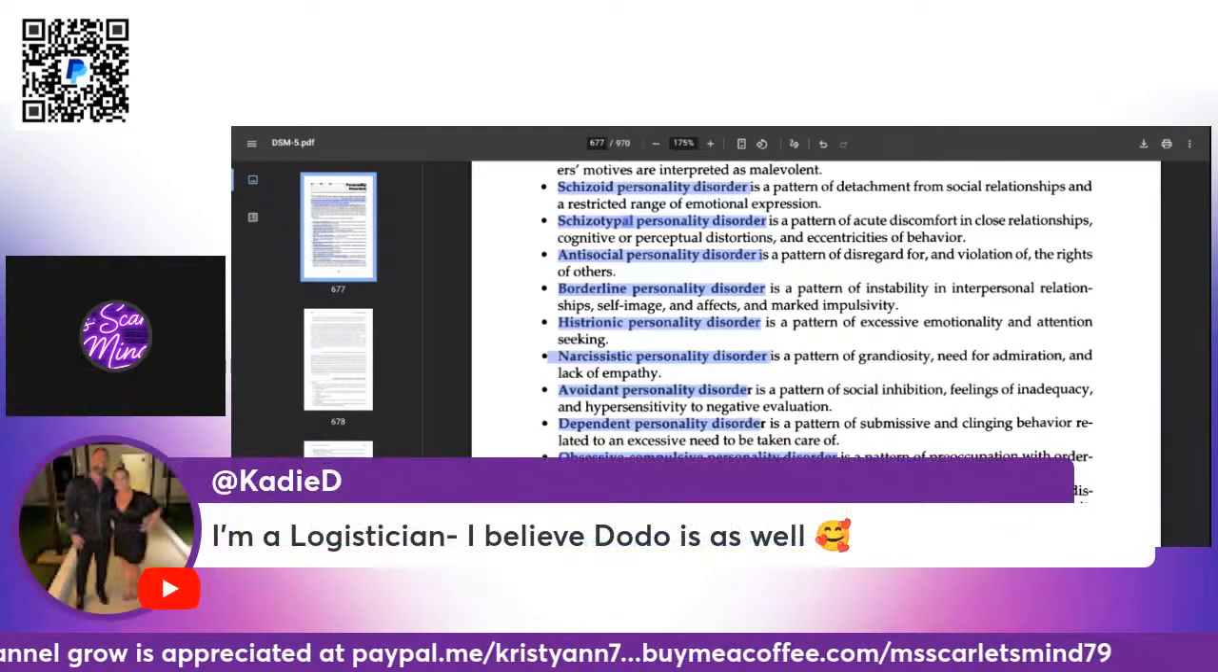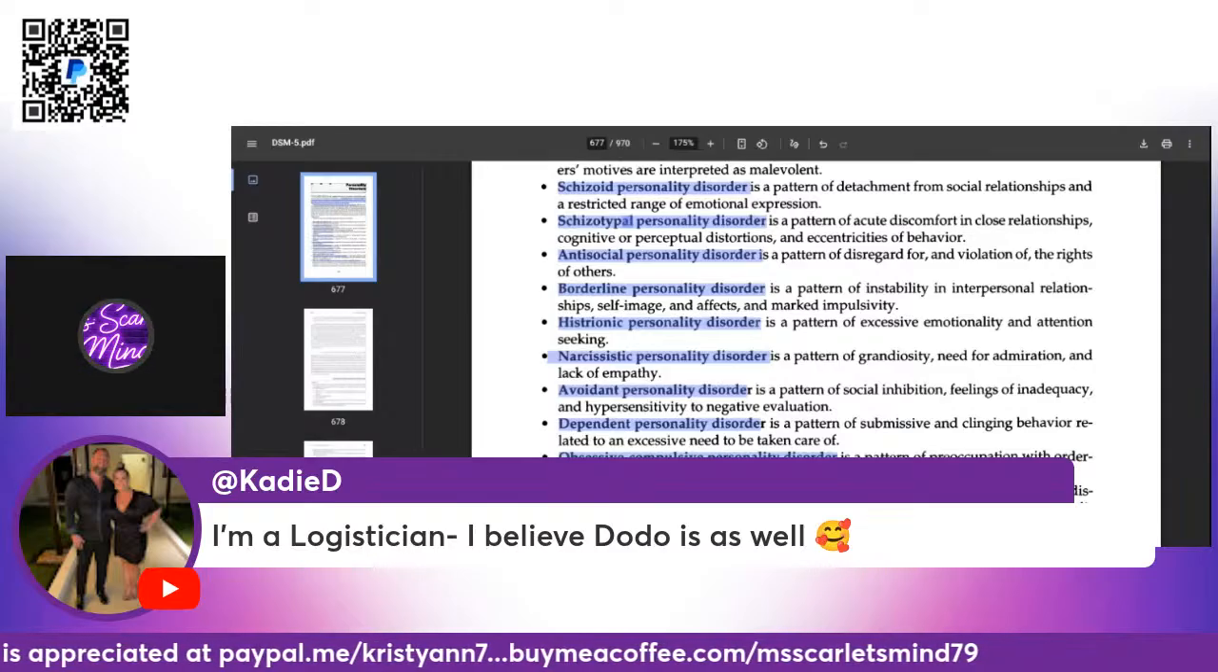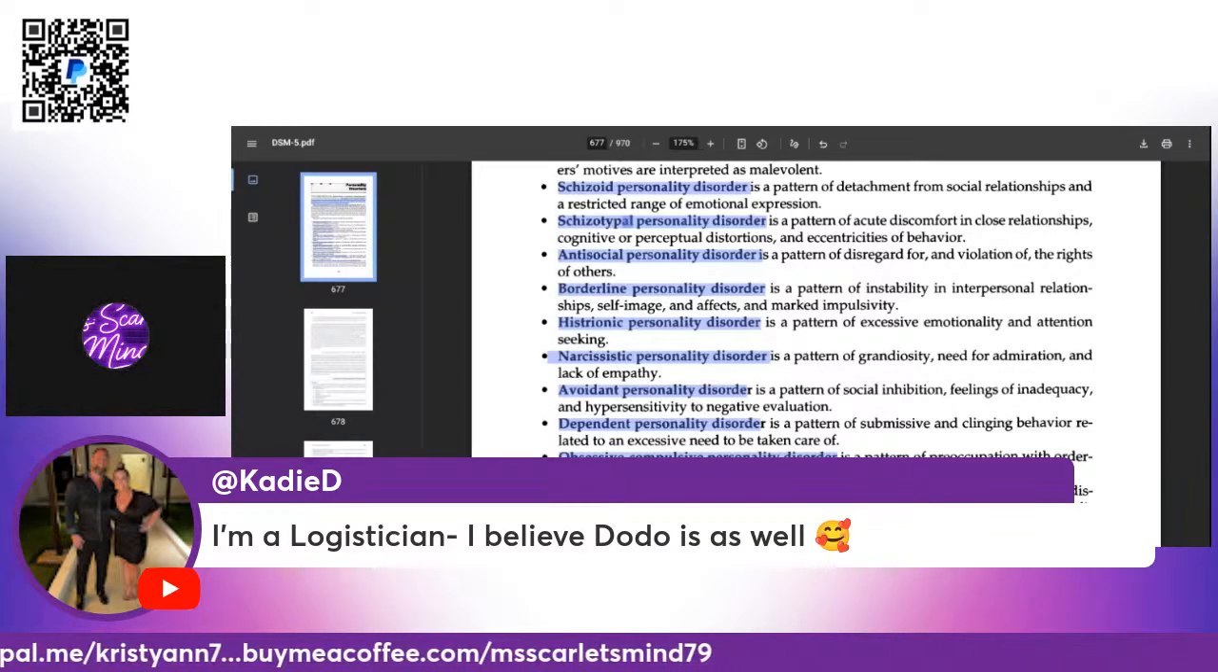So KDD says she's a logistician. Is that how you say that word? Why can't I say that word all of a sudden? I think Dodo is as well.